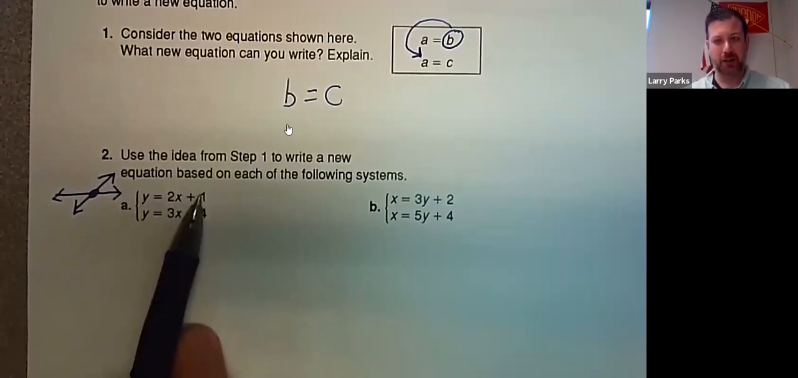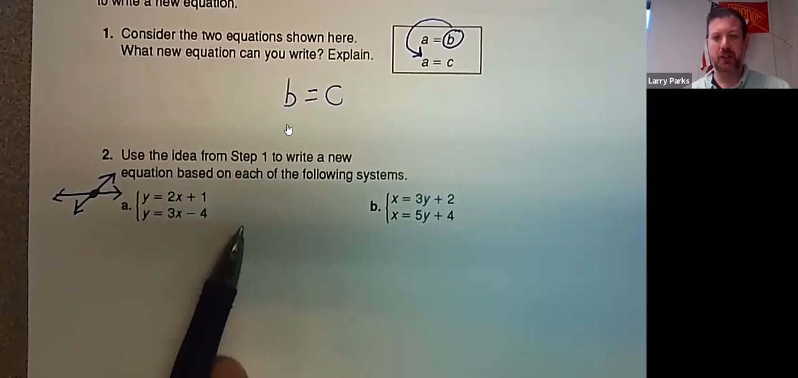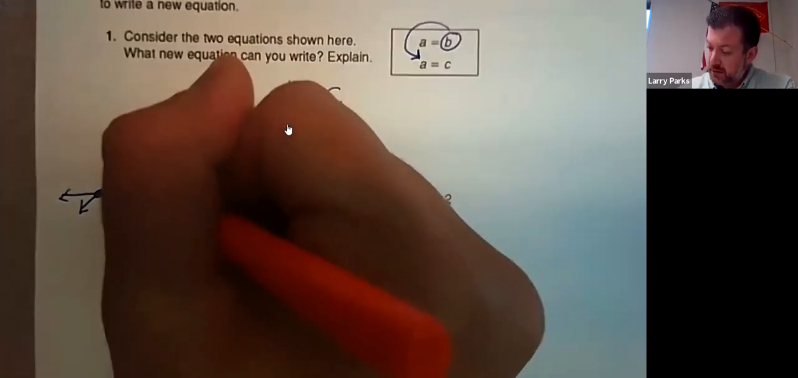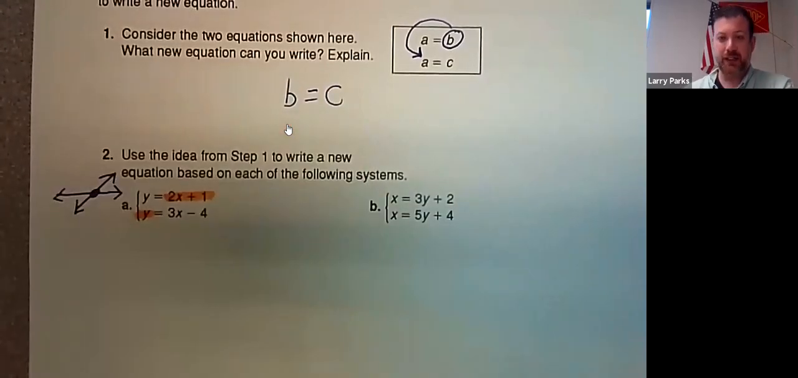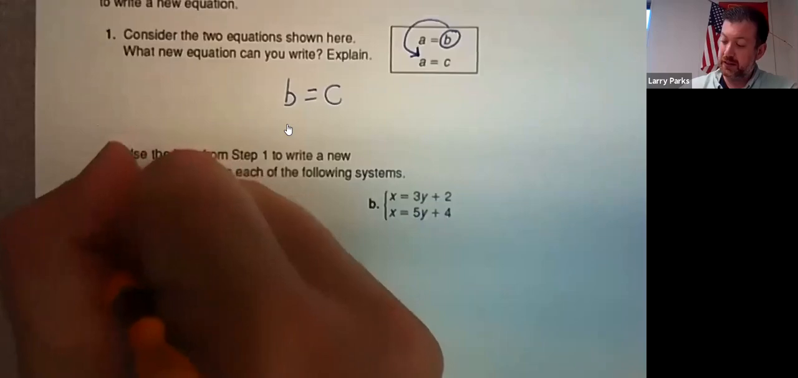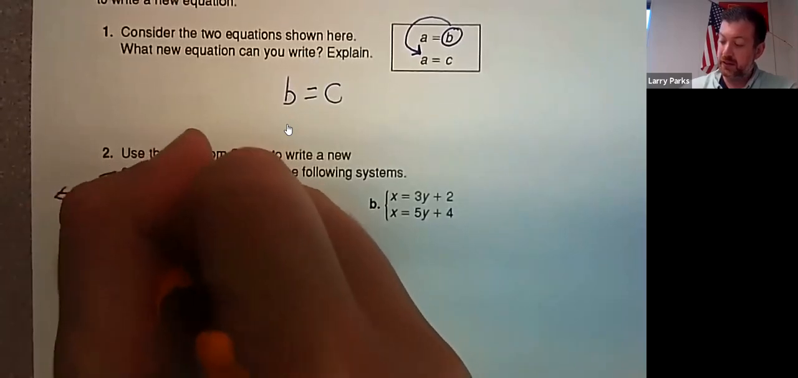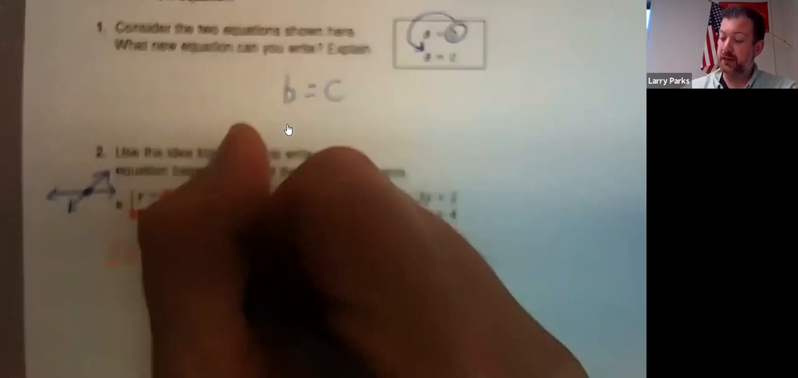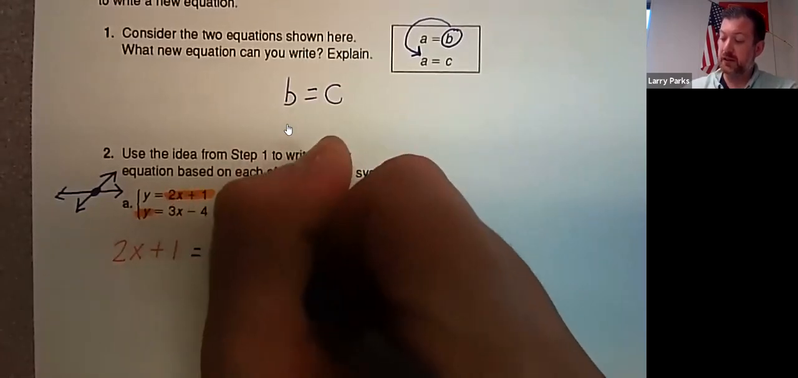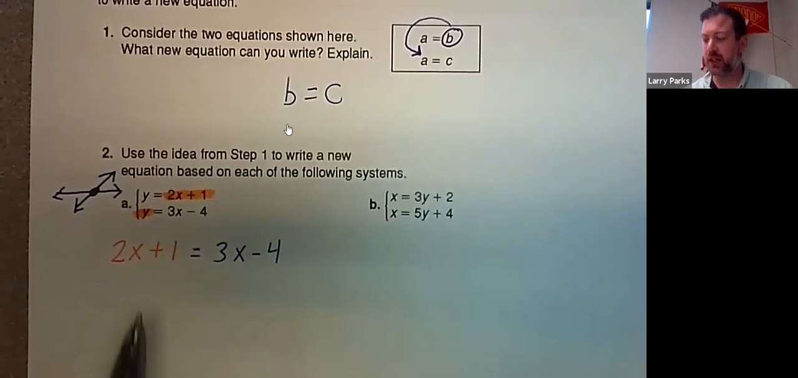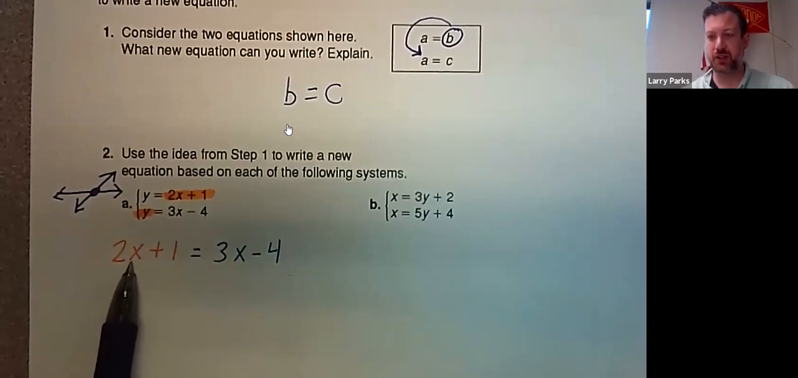So if I have y equals and I have y equals, well, couldn't I just take this and plug it in for y? Because y is 2x plus 1. And then you get 2x plus 1 equals 3x minus 4. From there, we're down to Algebra 1 skills. We have one equation with just one variable.